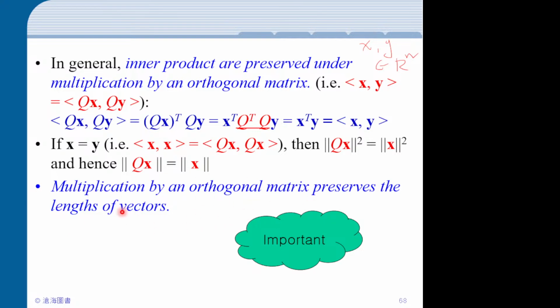So you see that if you multiply your Rn vector by an orthogonal matrix, then the angle between vectors doesn't change and the length of your vector doesn't change.